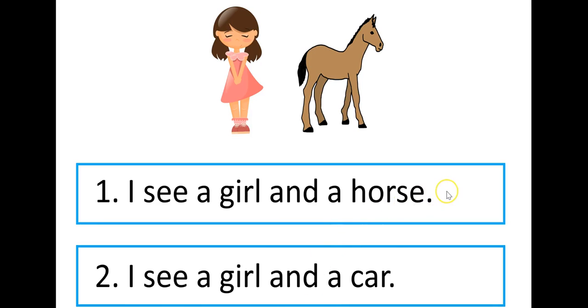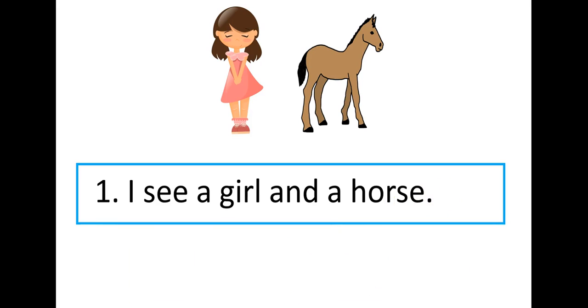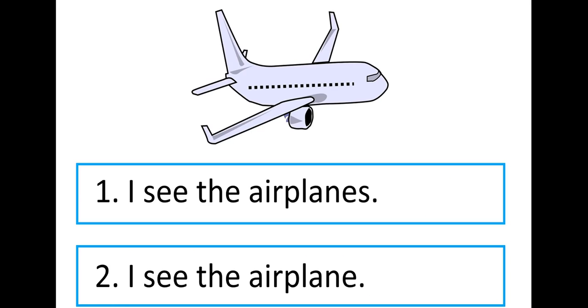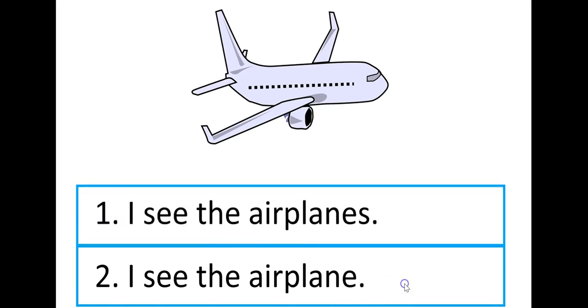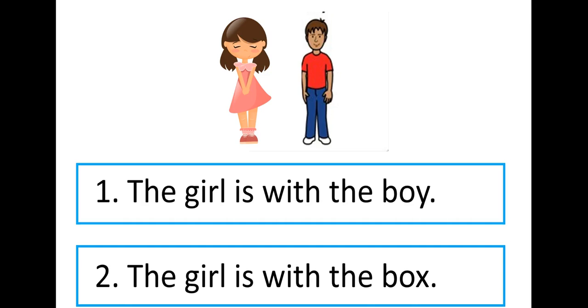I see a girl and a horse. Touch the sentence that matches the picture. I see the airplane. Touch the sentence that matches the picture.